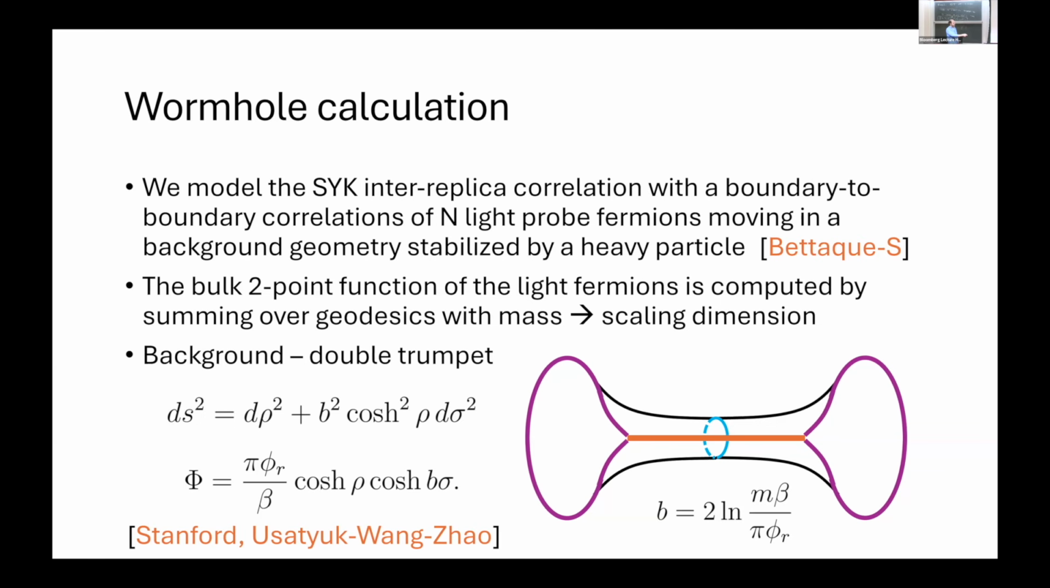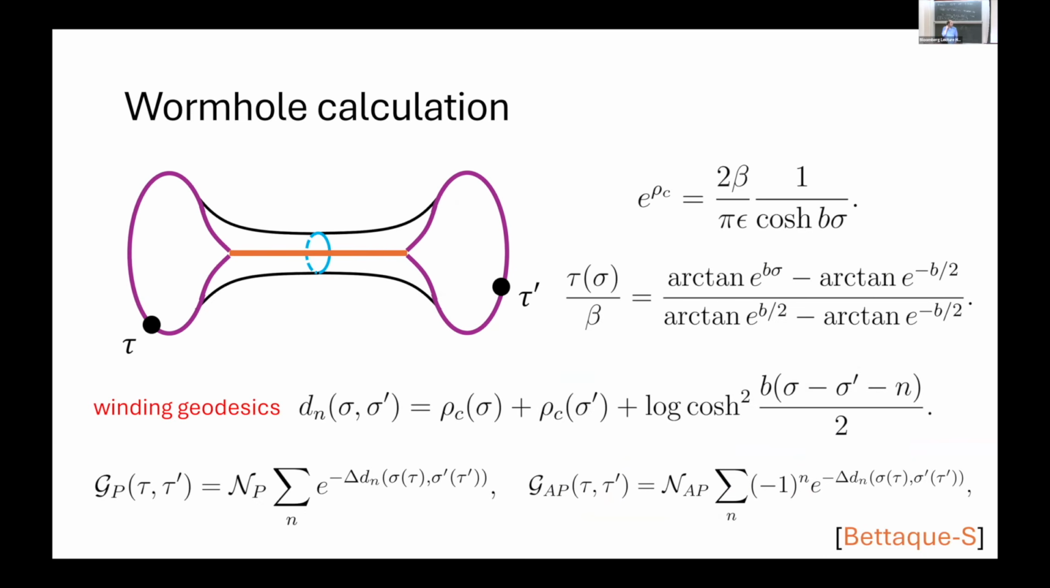So you have a thermal circle on the left, and on the right you have a heavy particle, which connects the two sides with a geodesic. And then you have this wormhole geometry, and the throat is stabilized by this heavy particle to have this length. We're just going to calculate the correlations between a fermion field on the left at time tau and on the right at time tau prime by summing over all the geodesics that connect them.